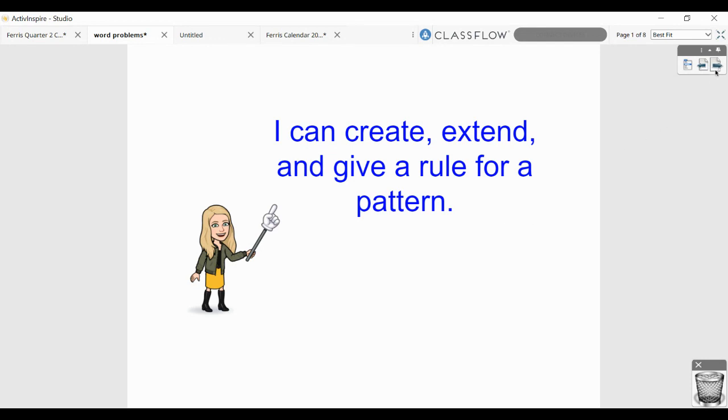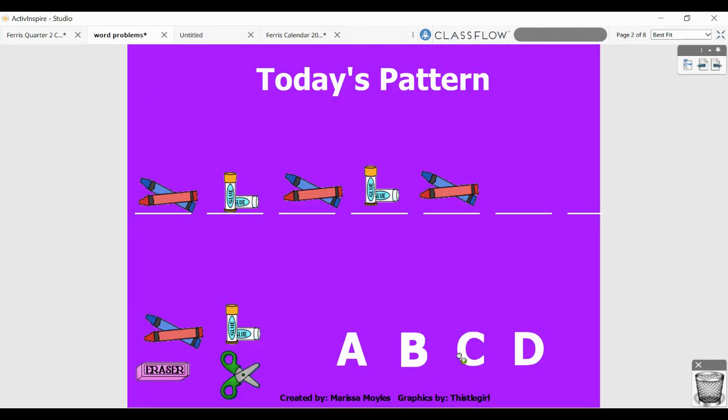So let's get warmed up with our first pattern. Our pattern is crayon, glue, crayon, glue, crayon. What do you think is going to come next? You can say it out loud. Glue. Crayon, glue, crayon, glue, crayon, glue. What do you think comes next? Crayon.